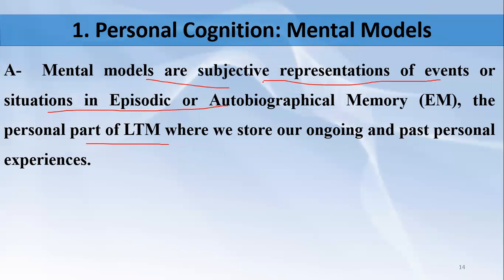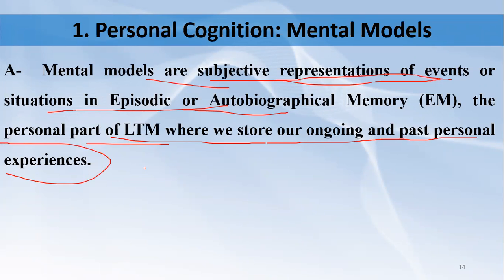So these things, mental models, are the subjective and personal representation of events or situations which are stored in the episodic memory, also known as autobiographical memory, related to one's personal experiences. Fine. The personal part of long-term memory, where we store our ongoing and past personal experiences. Like if you go to, for example, the Aurat March, or if you go to Namal Islamabad, you must have got your personal ongoing and past experiences, which are based on your personal beliefs and personal thoughts, personal mental cognitive processes.